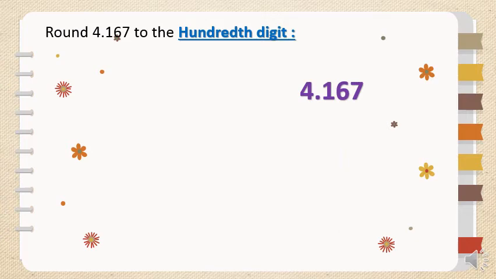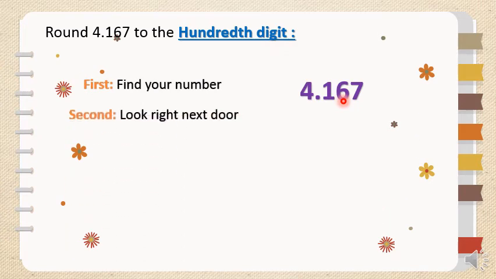Let's make one more example. Round this number to the 100th digit. So step 1, find our target digit, which is the 100th. Here it is. Underline it. Then look to the next digit.